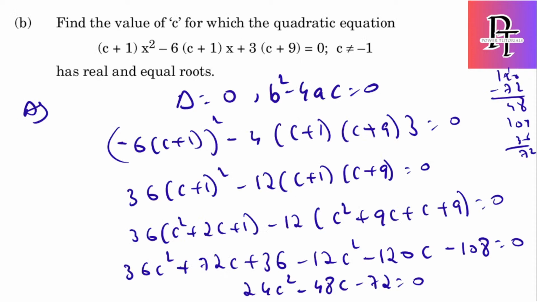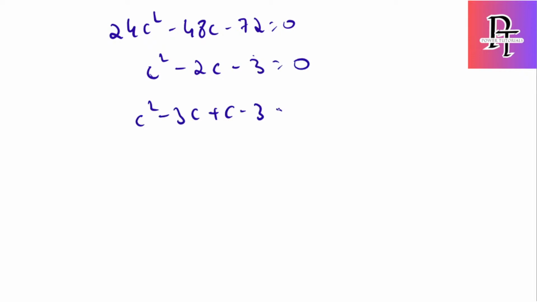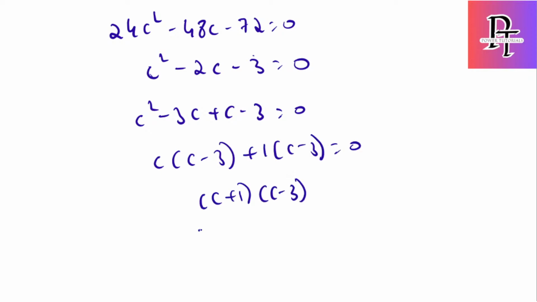So 24c square minus 48c minus 72 is equal to 0. If I divide by 24, I will get simply c square minus 2c minus 3 is equal to 0. So it is very easy. Just split: minus 3c plus c minus 3 is equal to 0. Taking common, c into c minus 3 plus 1 into c minus 3 is equal to 0. So I get c plus 1 into c minus 3. So c values are minus 1 and 3. But in the question, if you notice, they have clearly mentioned c is not equal to minus 1. So the only answer is c is equal to 3, the final answer.